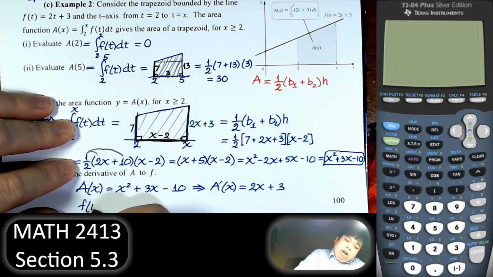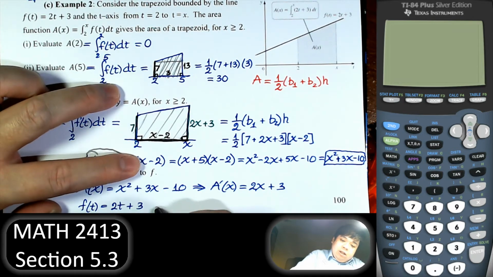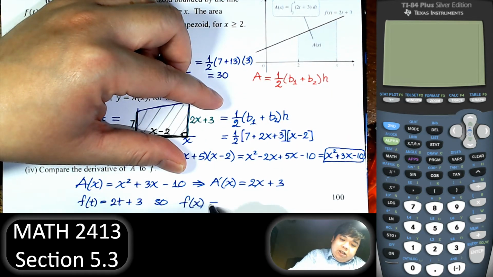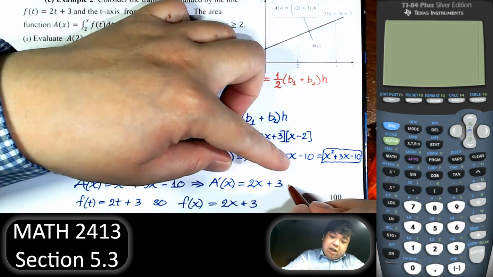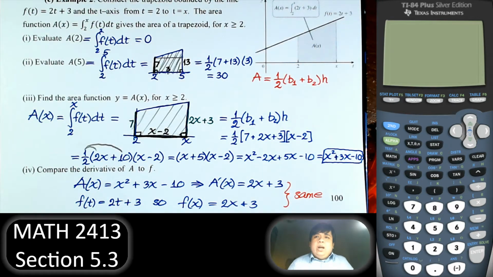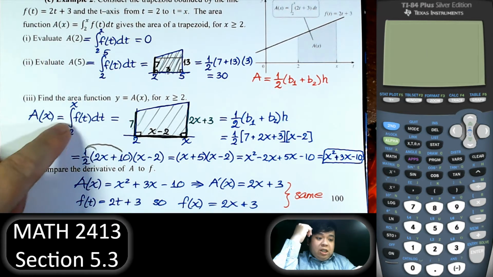Even though we write f of t is 2t plus 3, if we want to replace t by x, we have f of x is equal to 2x plus 3. And the first observation is that they are the same. And that led to the question: is it true for any area function that when we take the derivative, it is equal to the function itself? So that question is, is the derivative of the area function the same as the function itself?